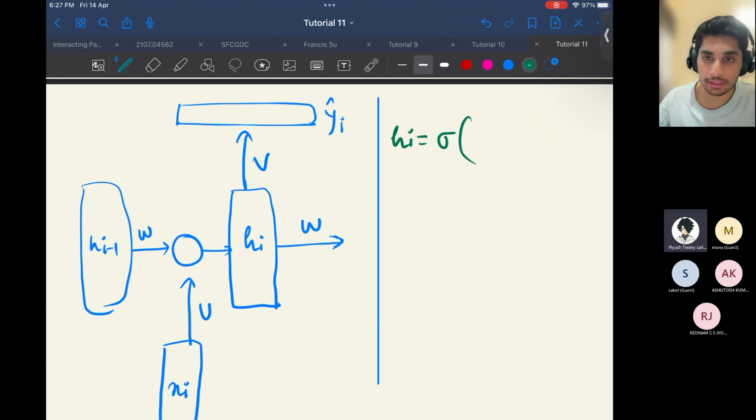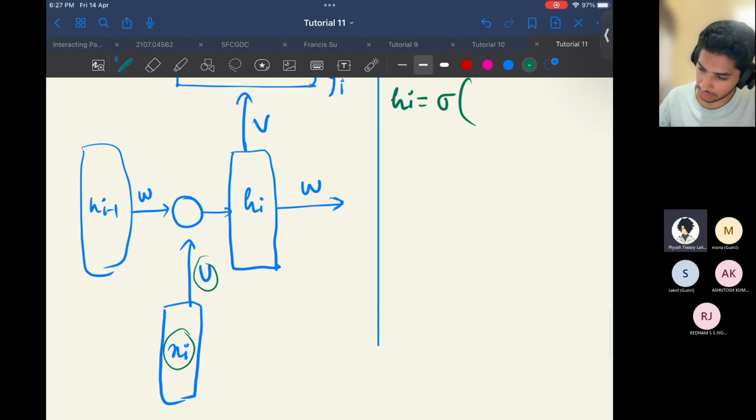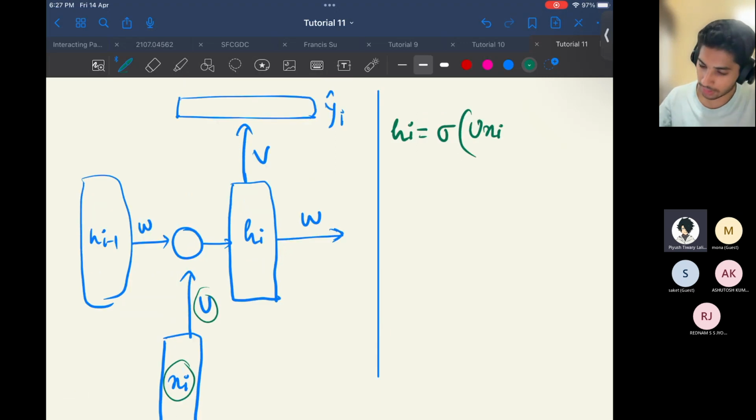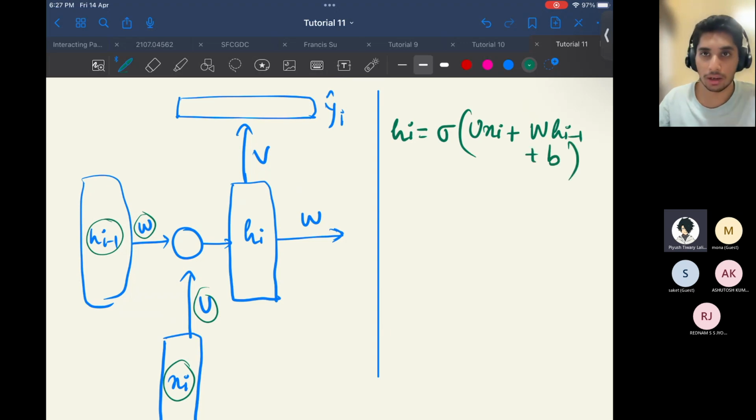You will use some activation function sigma. So this xi is multiplied by u, so u times xi. Then hi minus 1 is multiplied by w. We will just add the two things, w times hi minus 1, plus some bias term b, just like simple neural networks. So this is your sigma operation that I was talking about.